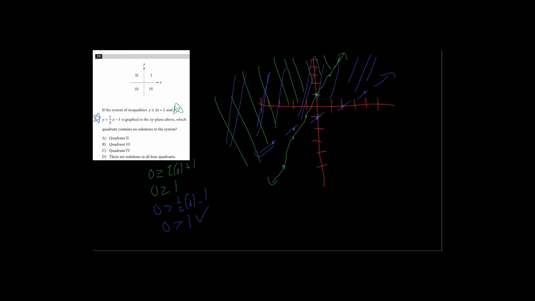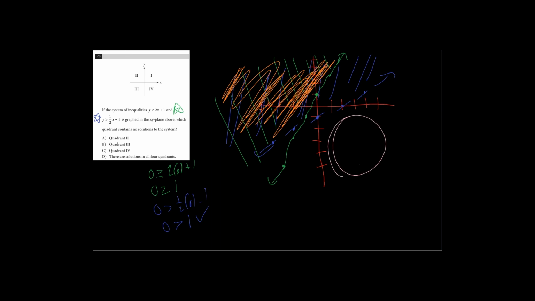So I get something like this, and the answer is actually where the two are shaded together. So I'm just going to make that a little more clear, and that's this orange section right here. So the question is asking me which one of these quadrants does not contain a solution, and that's going to be right here. That's going to be quadrant 4. So our answer in this scenario is letter C.